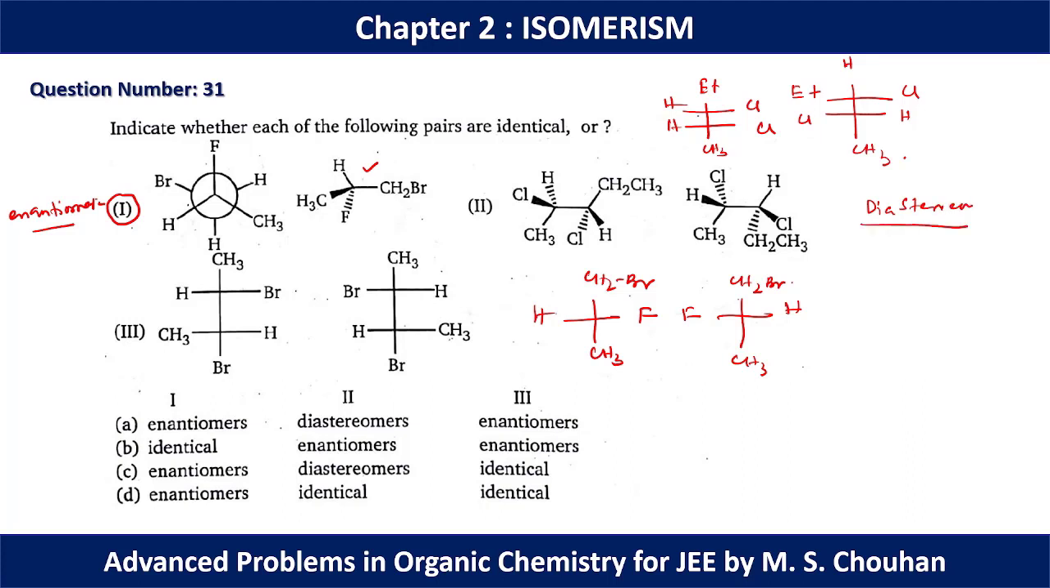The next set of molecules, we can clearly see that there is mirror image relationship present between these two, and obviously they are non-superimposable mirror image, so they are also enantiomer. So enantiomer, diastereomer, again enantiomer should be the correct option. That is, option A should be the correct option.